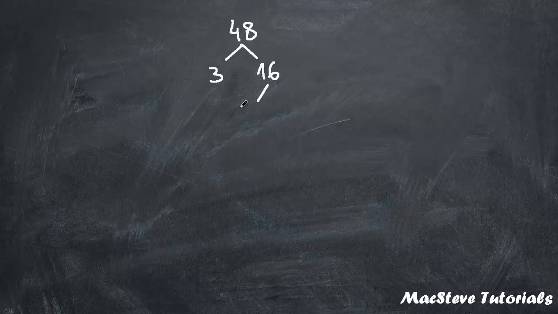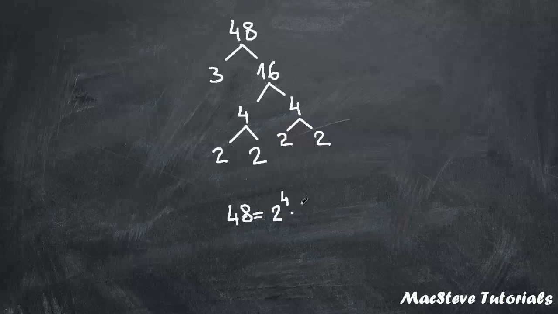Now let's find prime factors of 48. 48 can be written as 3 times 16. 3 is prime number, so we end the left branch. 16 can be written as 4 times 4. Now 4 we can write as 2 times 2, and here the same. So prime factors are 2 and 3, while 48 equals to 2 to 4th times 3.